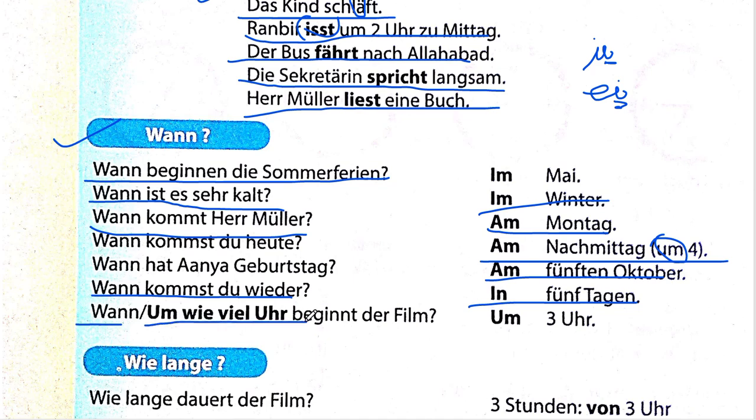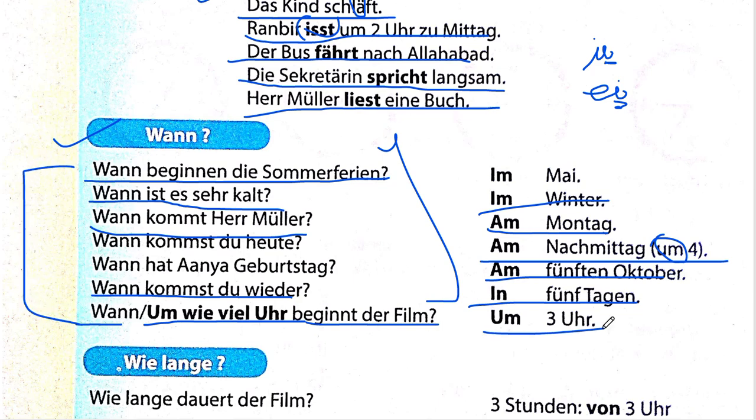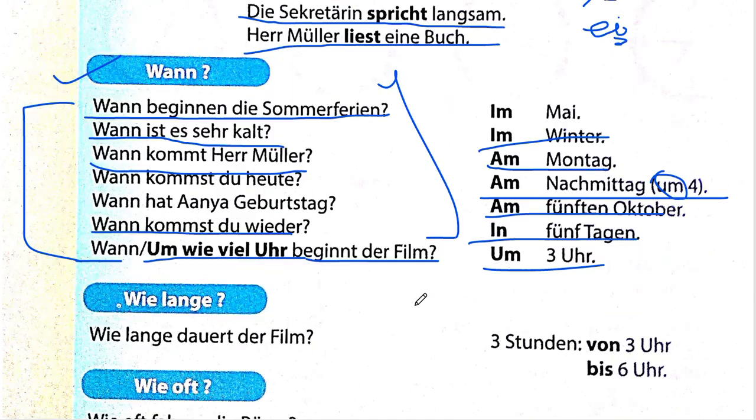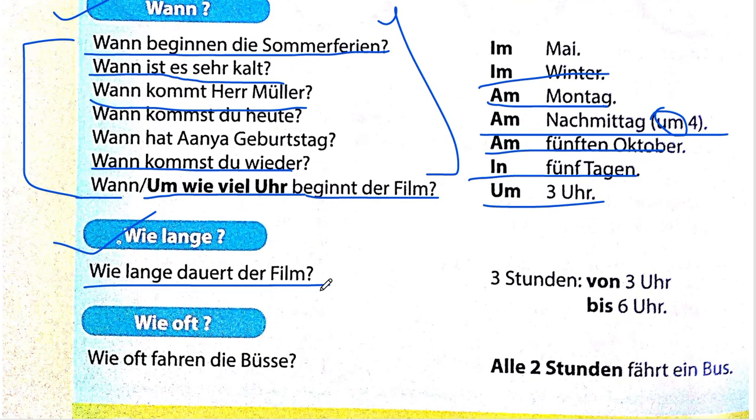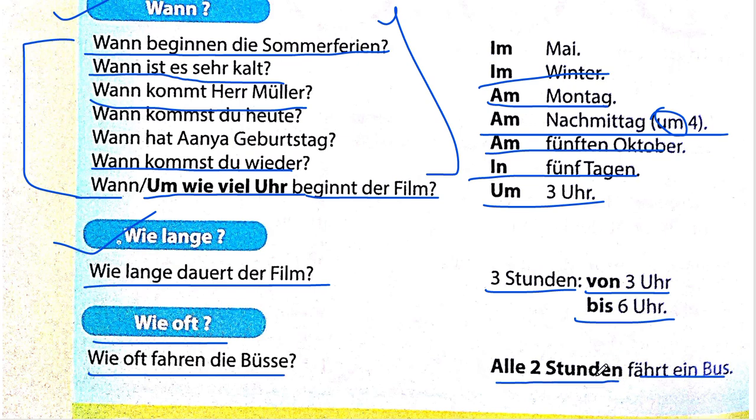Wann or wie viel Uhr beginnt der Film? These are questions. You can even learn these question words, these specific ones. It'll help you. Um 3 Uhr. At 3 o'clock. Wie lange dauert der Film? How long does the film last? So now I have to tell a time period. 3 Stunden, 3 hours. Von 3 Uhr bis 6 Uhr. From 3 o'clock to 6 o'clock. Wie oft? How often? Wie oft fahren die Busse? Alle 2 Stunden fährt ein Bus. So every 2 hours the bus travels.